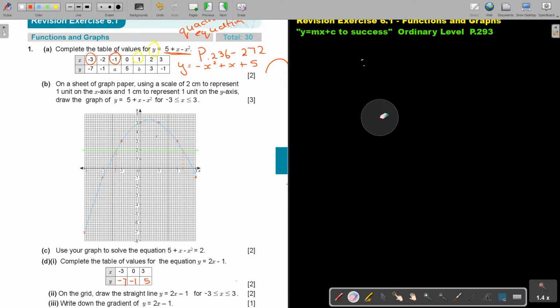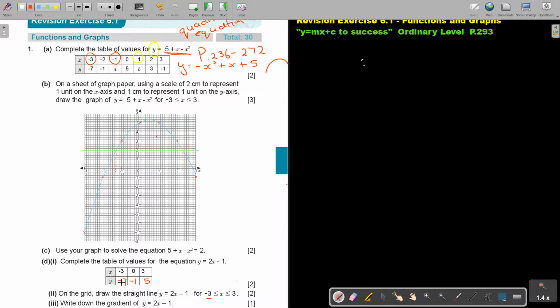Okay. Now I'm going to start. Now on the grid, draw the straight line. Now this is very, very important. They want you just to do it from -3 to 3, from this point to this. If you make it longer, they will subtract a mark. If you make it shorter, they will subtract a mark, because they gave you that range.